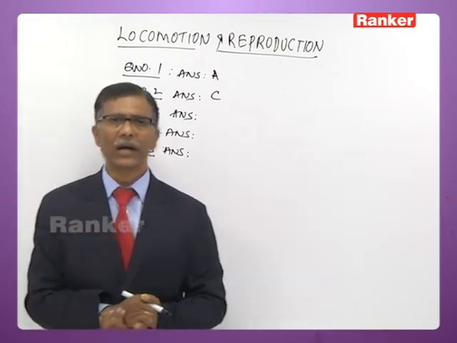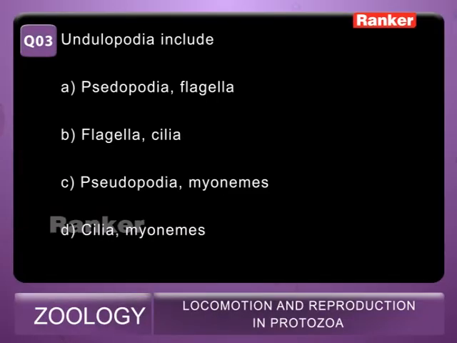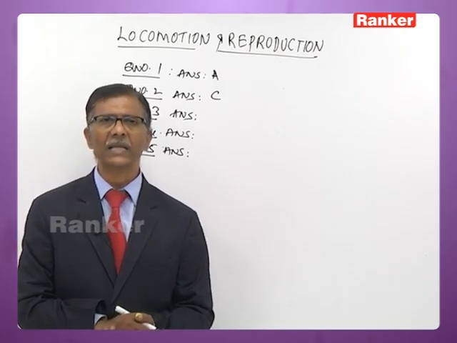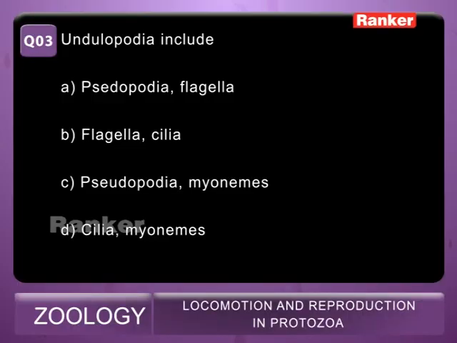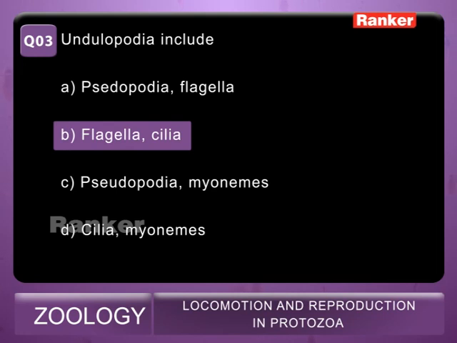Question number 3 here now, I will read out for you. Undulopodia include A. Pseudopodia flagella, B. Flagella cilia, C. Pseudopodia myonemes, D. Cilia myonemes. Here the scientist Hyman called flagella and cilia undulopodia. So third question answer is B. That is flagella and cilia put together called undulopodia.